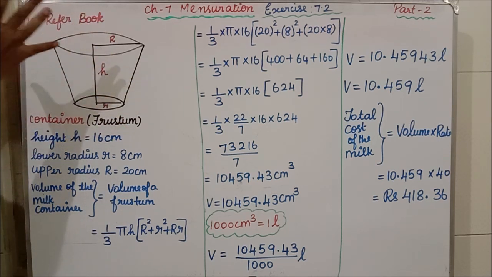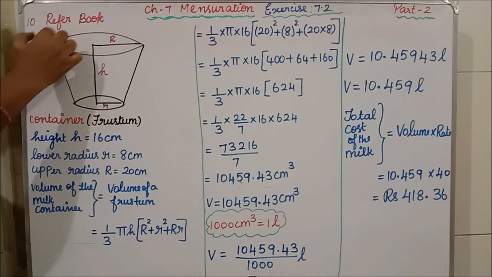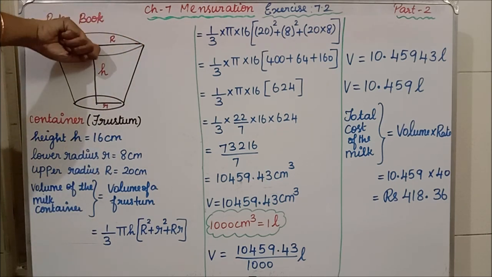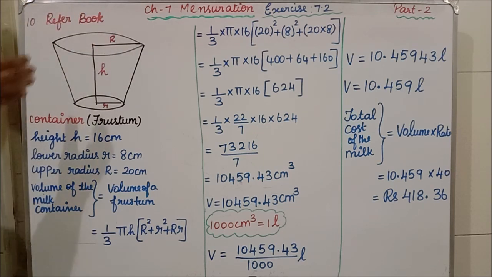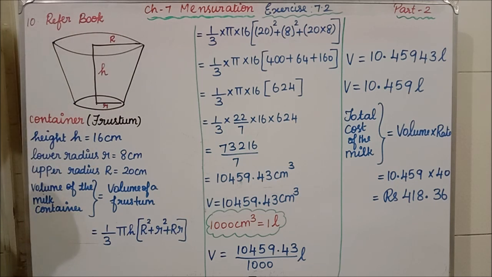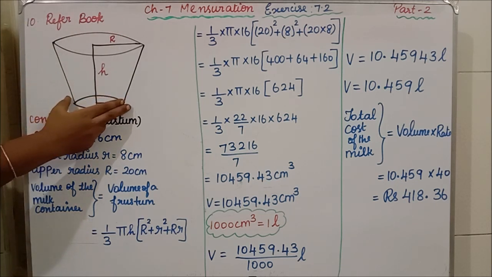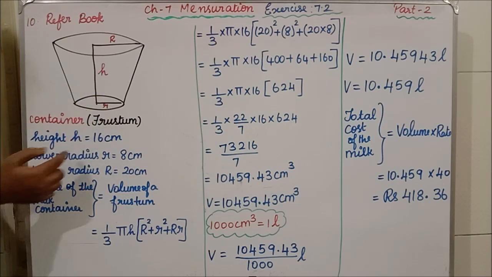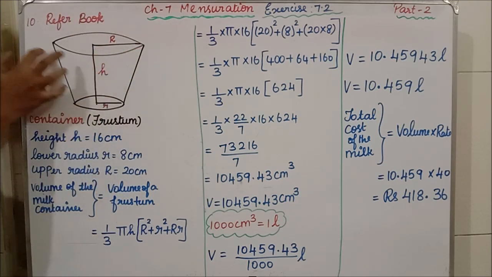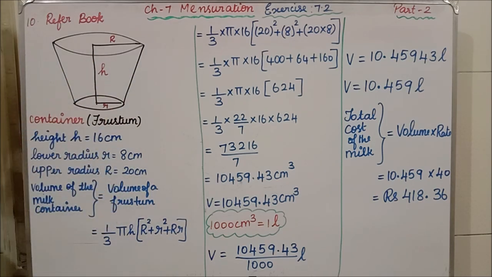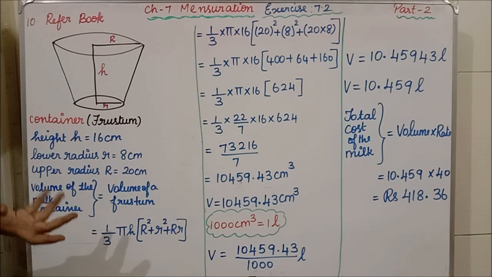For the bucket, they are telling the top is open, so that we can pour the milk inside from the top, isn't it? Which means the bottom should be closed. Here it is closed, here it is open. Okay, they have given the base radius, which is the lower radius, as 8. The upper radius capital R they have given us 20 centimeter. And the height of the frustum also they have given us 16 centimeter.